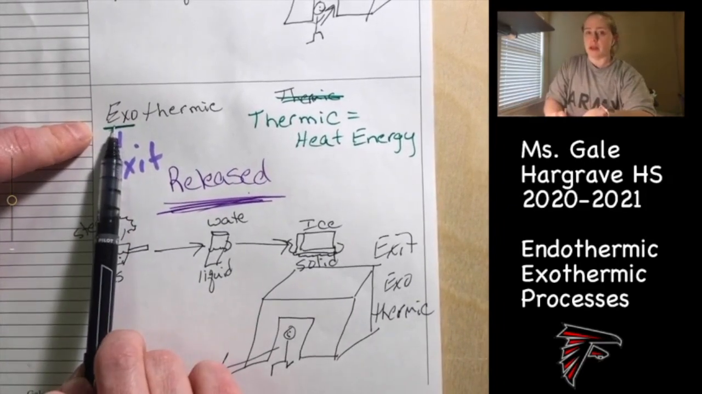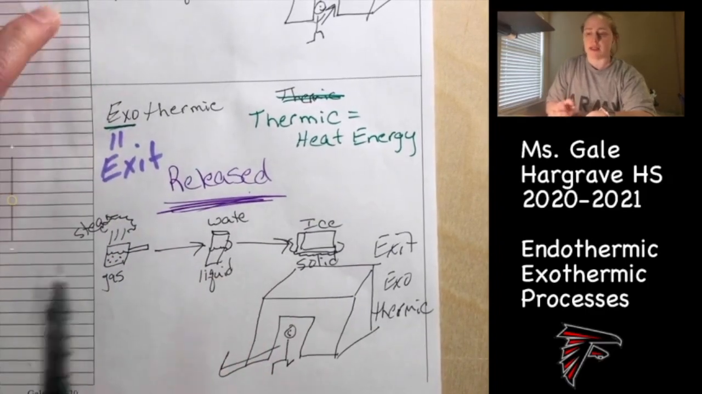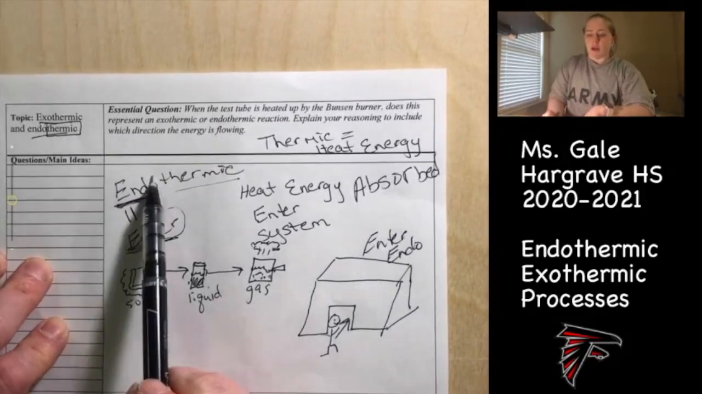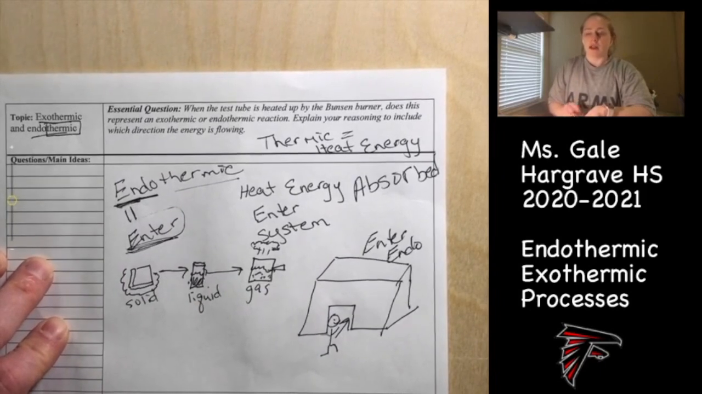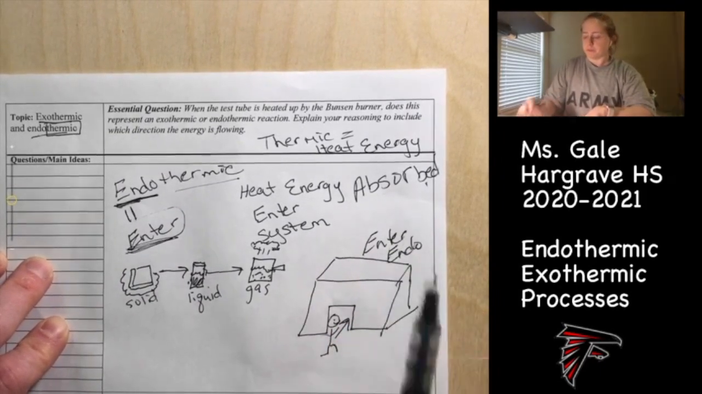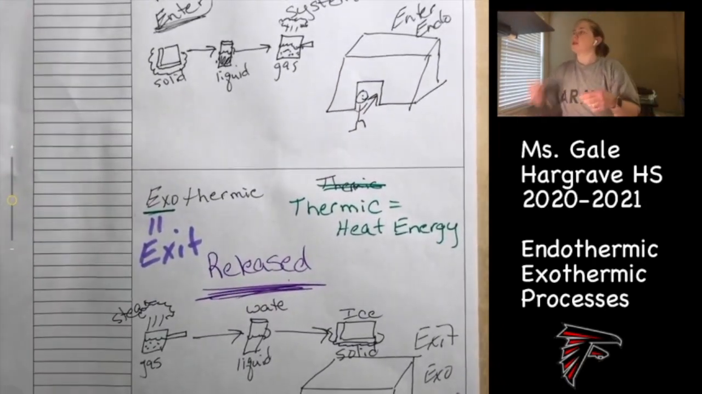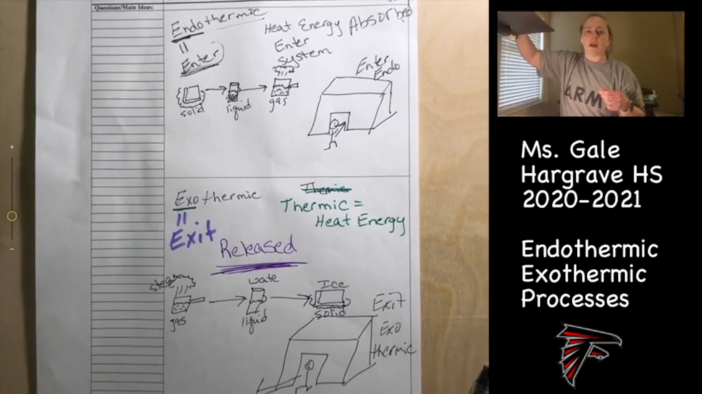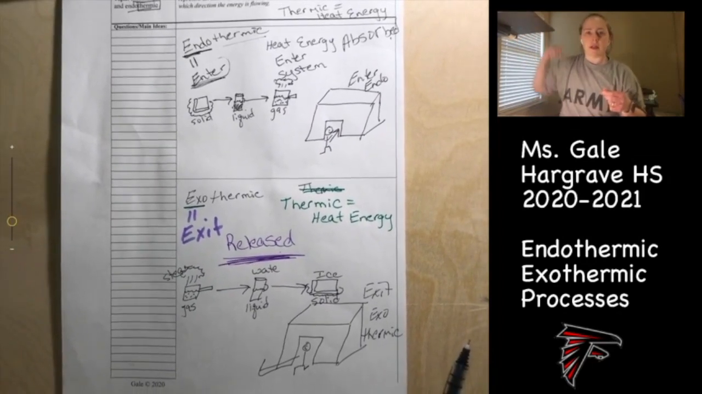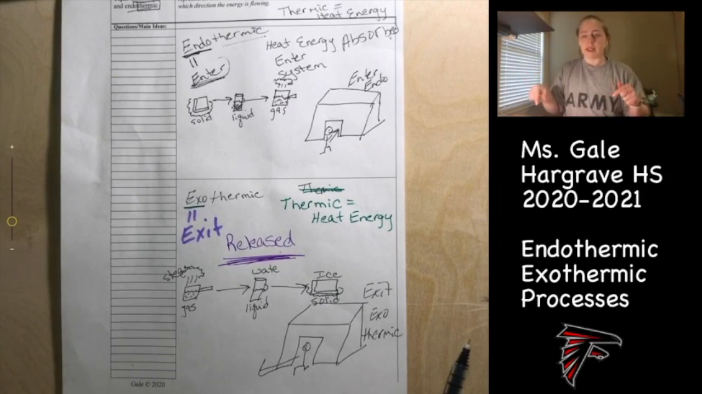So exothermic energy is released or exits the system. Endothermic enters or is absorbed into the system. Okay. I'm going to zoom out so y'all can see that for a second. I'm going to give y'all a minute to look at this. If you have not been in class and you need to write it down, do so now.